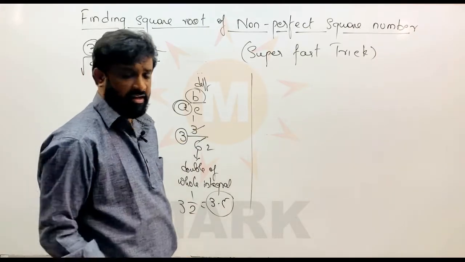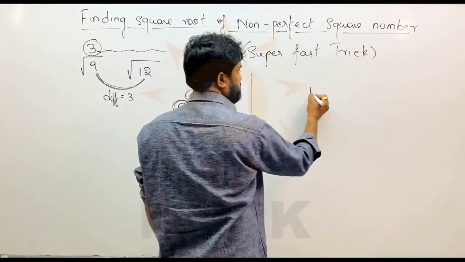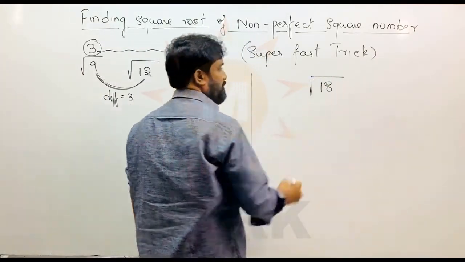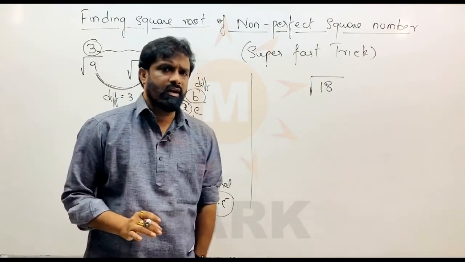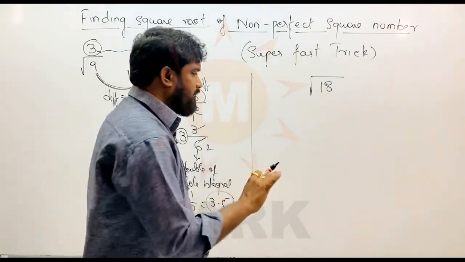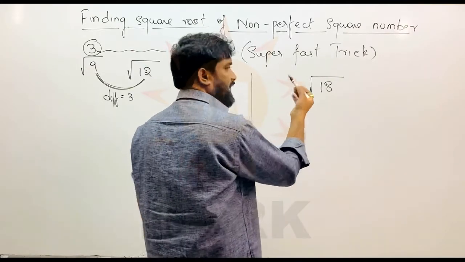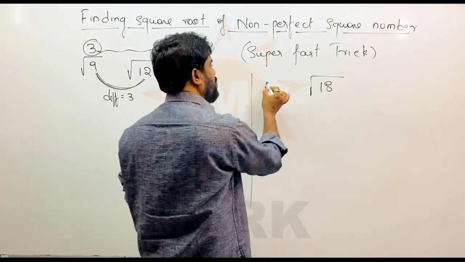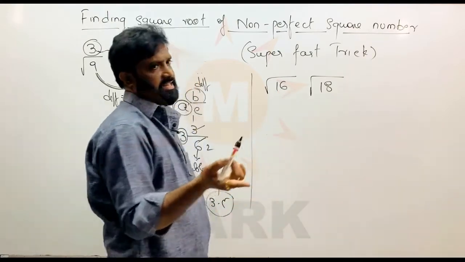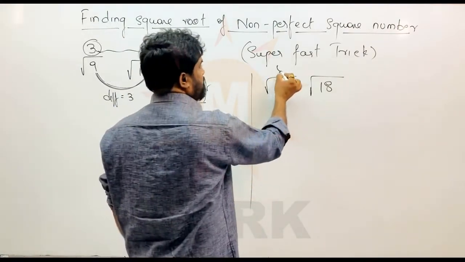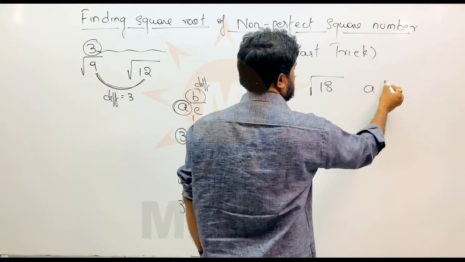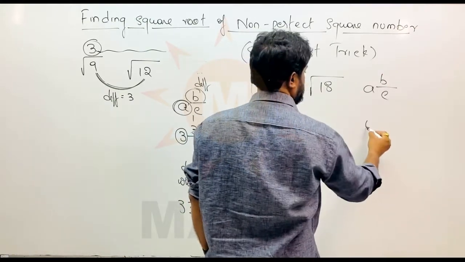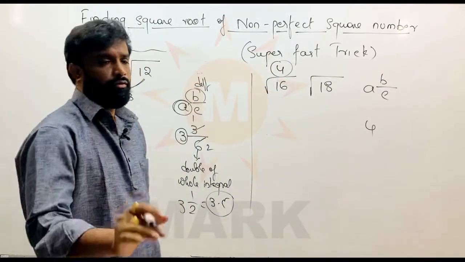I am taking another number. I am taking root 18. 18 is not a perfect square, right? So it lies between root 16 and root 25. The upper limit is not necessary, so I am taking the lower limit, which is nothing but root 16. Root 16 is nothing but 4. So obviously when I write A, B by C, in the place of A, 4 is going to come here.